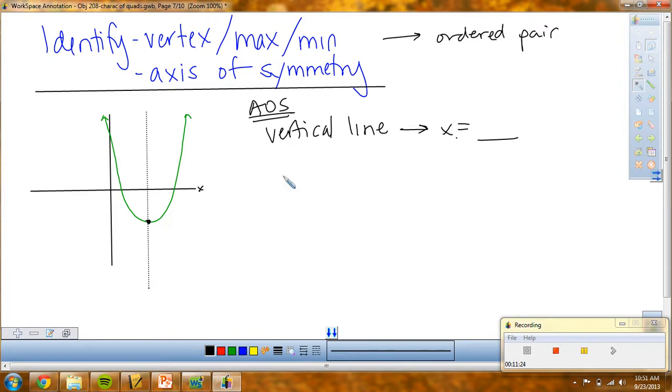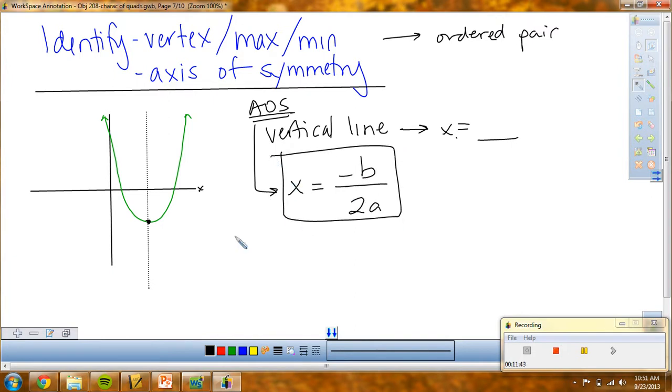So if we want to find our axis of symmetry, we use x is equal to the opposite of b over 2a. And this is actually part of our quadratic formula. If you remember the quadratic formula, opposite of b plus or minus the square root of blah, blah, blah, all over 2 times a. Well, we're just taking that front and bottom portion. So we find our axis of symmetry using this equation.